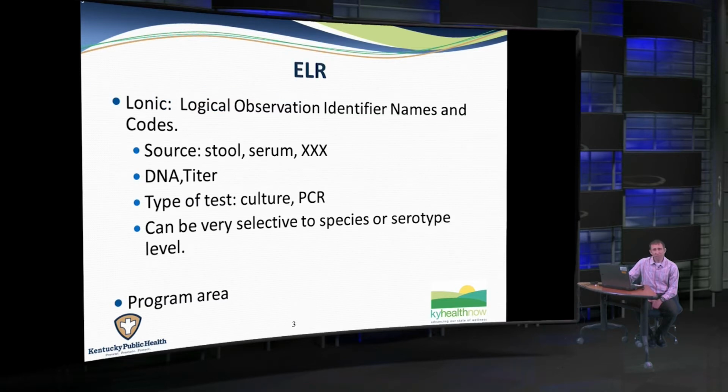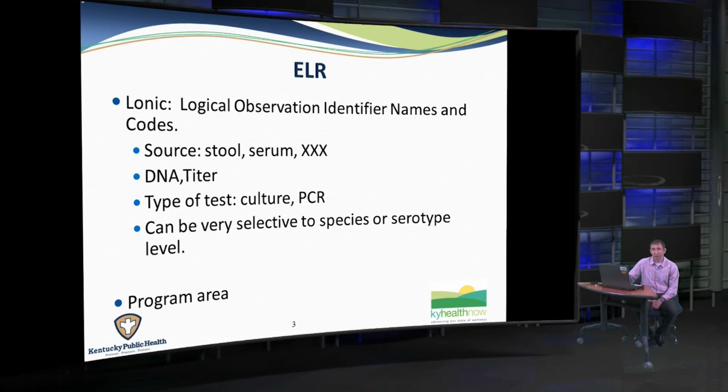An overview. ELR is an electronic lab record, and it goes into the system and gets processed by LOINC codes, which are Logical Observation Identifier Names and Codes. Those are very specific to each test, based on source and type. Source could be stool, serum, urine, or a skin culture. It can be DNA, a titer, PCR, or culture.